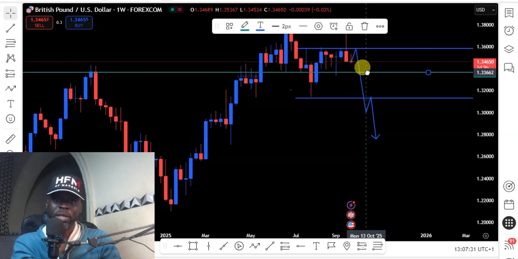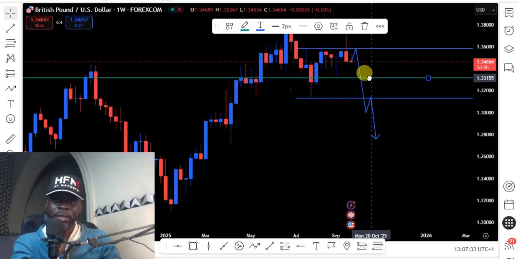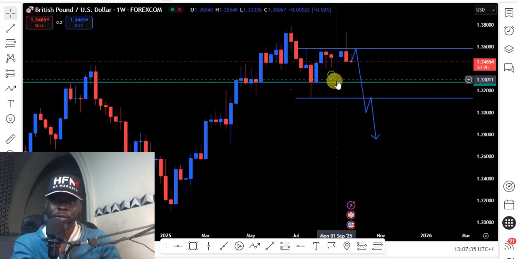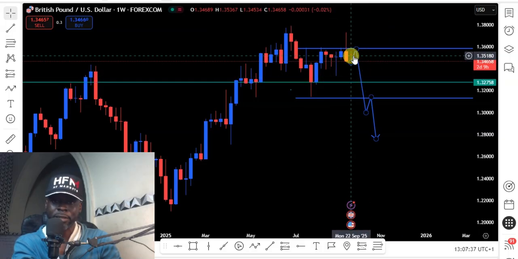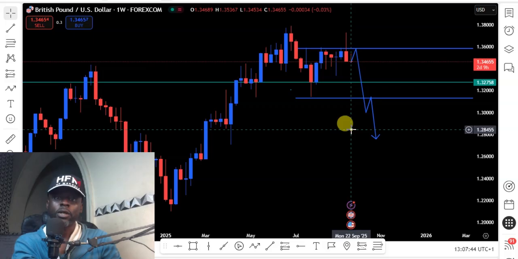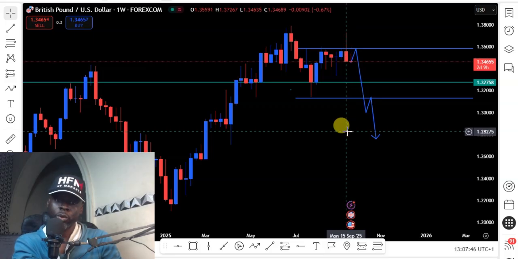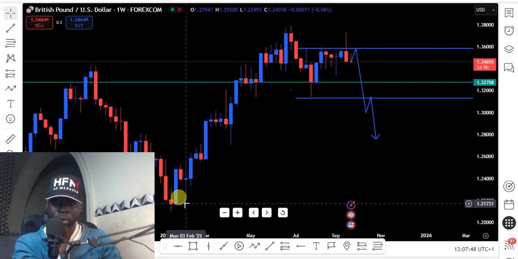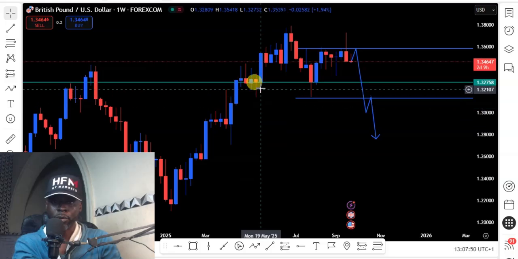So what we expect now is for the price to drop to this next support level, because price did the retest by collecting supply. So we need price to sell to the downside to this level. What is the structure of the weekly on the Great British Pound USD? You can see previously we have a lower low, higher low, higher low, higher low, higher low.